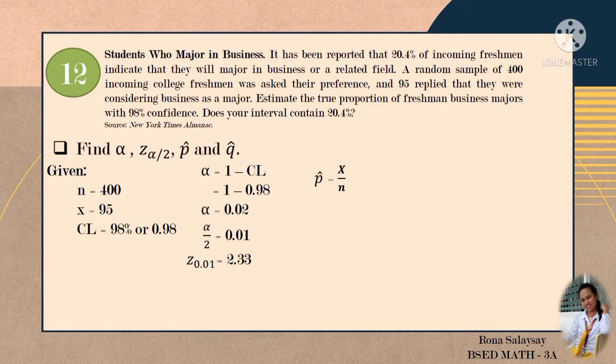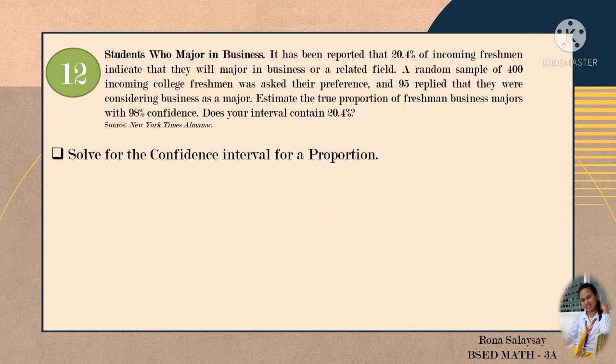Next is to find the p hat using the formula p hat is equal to number of sample units divided by the sample size. We have the number of sample units of 95 and sample size of 400. So 95 divided by 400 is equal to 0.238. Then, we can now identify the q hat by subtracting from 1 the value obtained in p hat. So 1 minus 0.238 is just equal to 0.763. We already found what is needed in order for us to solve the confidence interval for a proportion.